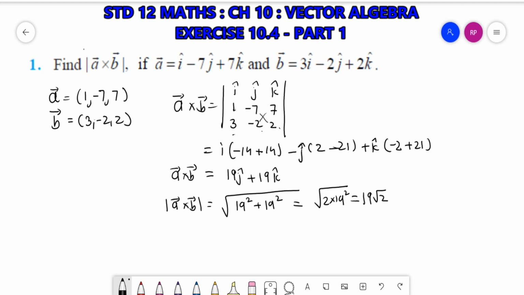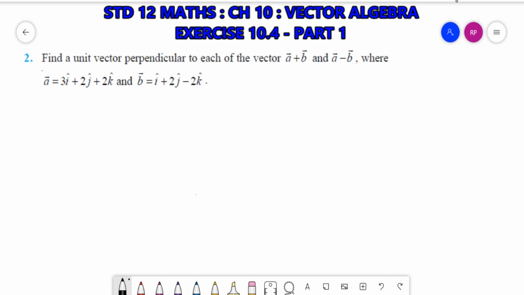Now let's move to the next question. Question number 2. Find the unit vector perpendicular to each of the vectors a plus b and a minus b, where a, let me write in simple form, is 3, 2, 2, and b is 1, 2, minus 2. Now see, you have to find the unit vector. Unit vector only shows the direction. Now, what is the direction? Perpendicular to a plus b and a minus b.